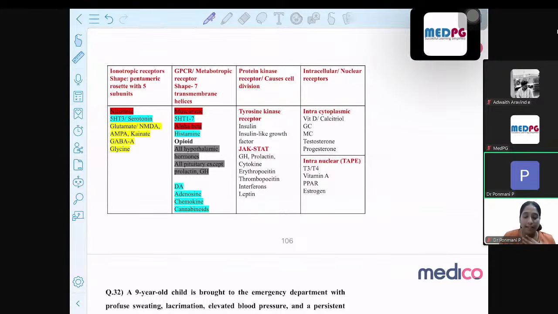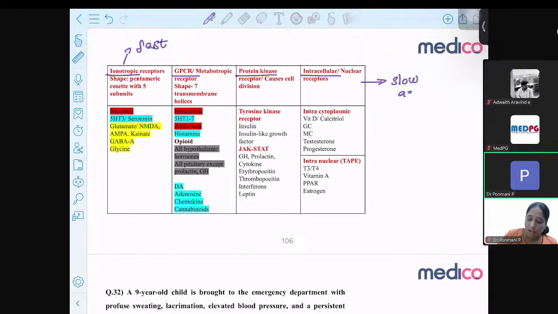So how do you remember it? Remember there are 4 types of receptors: ionotropic, GPCR, protein kinase, and intracellular receptors. Among them, ionotropic is the fast acting receptor, and intracellular is the slow acting one. Most of the neurotransmitters which act in the CNS act via ionotropic receptors: glutamate, AMPA, GABA, glycine. So this is easier to remember. In addition, you have 2 more, which are nicotinic and 5-HT3.